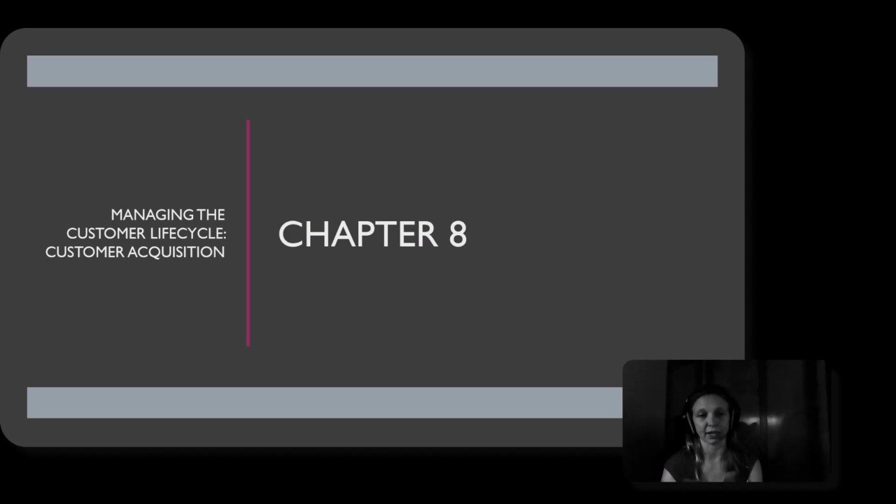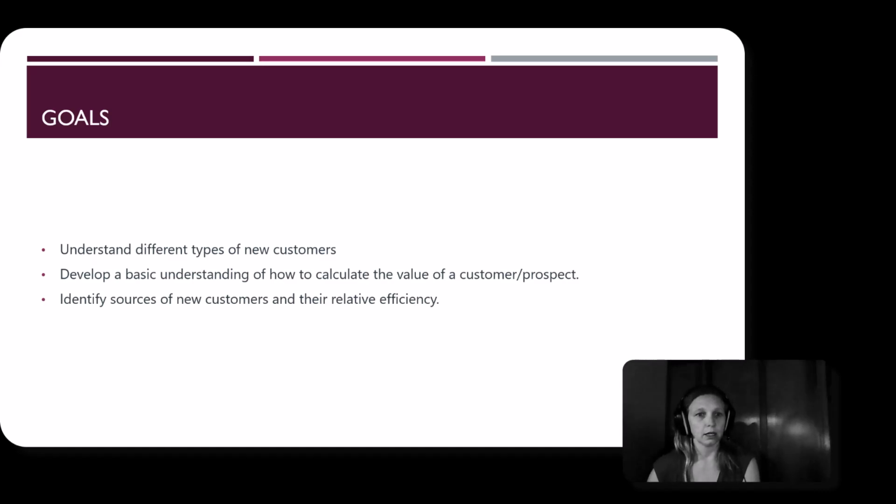In Chapter 8, we talked about managing the customer lifecycle, and this is in getting. So this is the phase of getting the customers, acquiring them. And the chapter we're talking about today talks about their expectation, which leads towards retaining them. The goals in the acquisition chapter were to understand different types of new customers, develop a basic understanding of how to calculate the value of a customer or prospect, and identify new sources of new customers and their relative efficacy, efficiency.